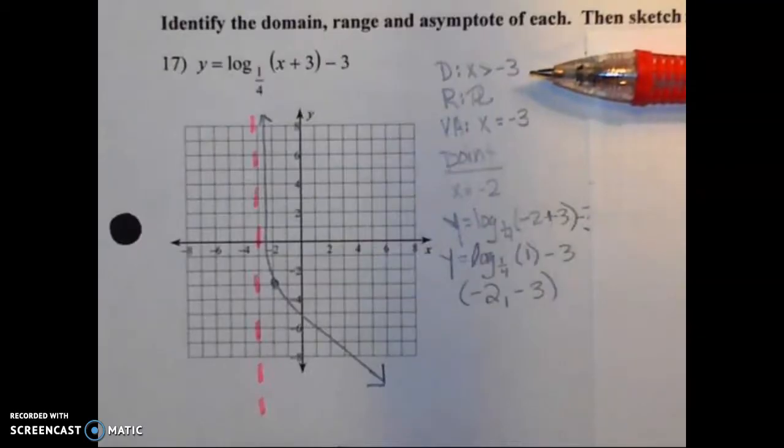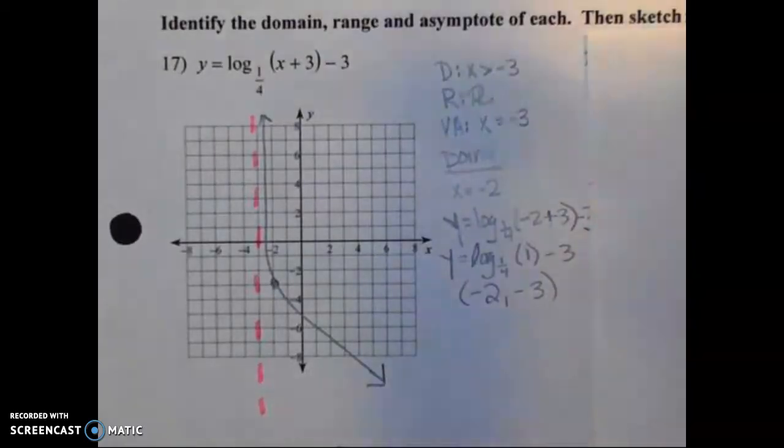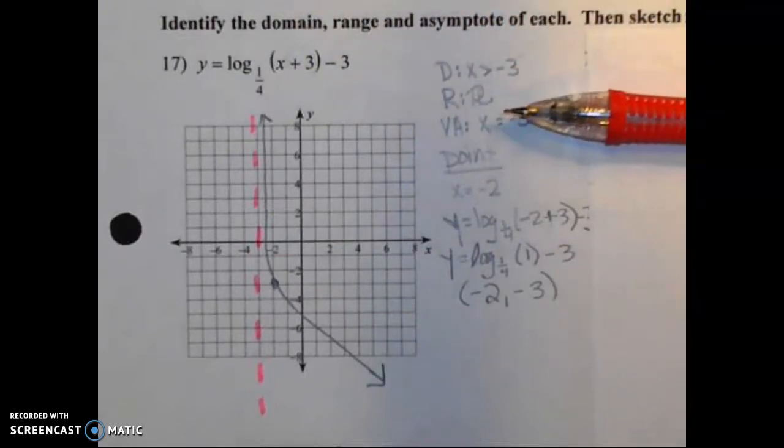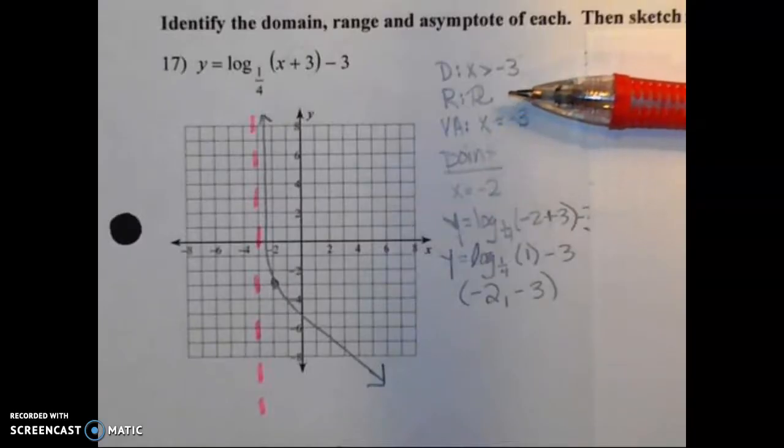Domain: x is greater than -3. That comes from the inside. This is a +3. Change the sign. That makes it a -3. The range is always, always, always all real numbers, never changes.